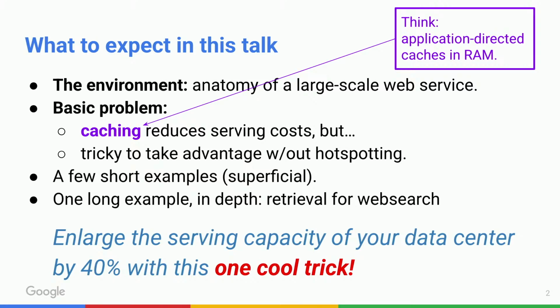And here, when I say caching, I'm not talking about on chip caches. I'm talking about application-directed caches in RAM. So then the bulk of the talk is going to be a few short examples. Those are going to be superficial. And then one very long example in depth about retrieval for web search. And if you want the clickbait version of this talk, it's right there.